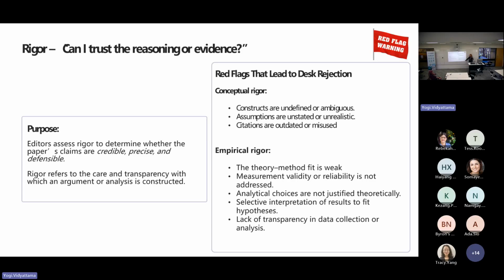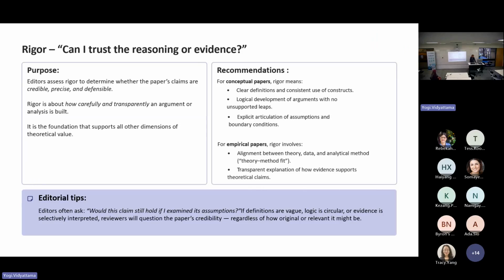But your answer to the reviewers' comments is another great place, because you don't have a limit for your response to the reviewers. So include as many details as you can in there as well if you're limited on the article side. A few things here that I'm going to be very clear about, we talked a little bit about that, but the editorial tip: would this claim still hold if I examine its assumptions? That's the question.